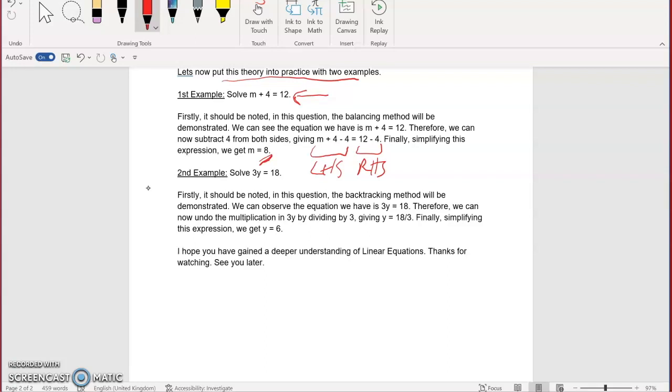Our second example we have here is solve 3y equals to 18. Firstly, it should be noted, in this question, the backtracking method will be demonstrated. We can observe the equation we have is 3y equals to 18. Therefore, we can now undo the multiplication in 3y by dividing by 3, giving y on the left hand side, and 18 divided by 3 on the right hand side. Finally, simplifying this expression, we get y equals to 6, which is the answer.